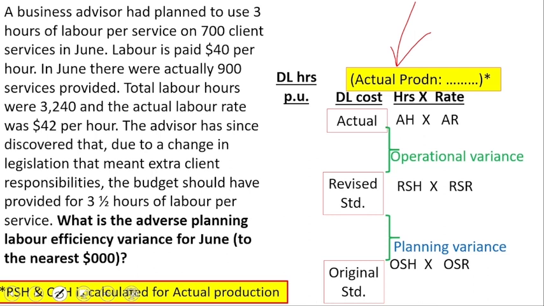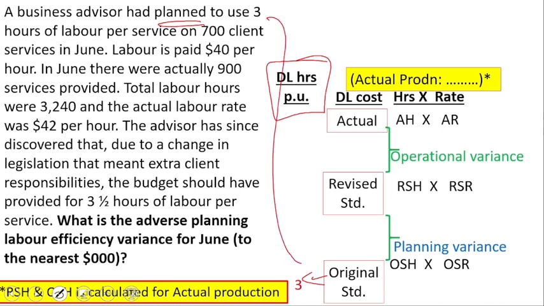Now we will start reading the question. A business advisor had planned to use 3 hours of labor per service. Planned to use 3 hours of labor per service. So planned is basically the original standard. In the format, the direct labor hours per unit pertaining to the original standard should be keyed in here. So I am keying in 3 hours per unit in this slot.